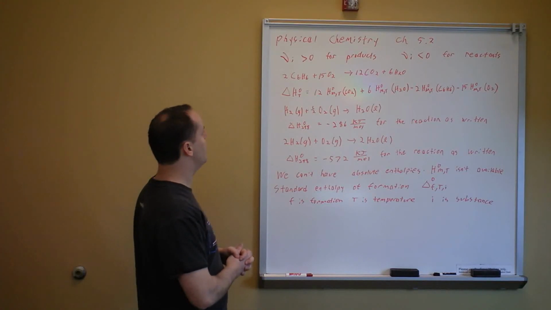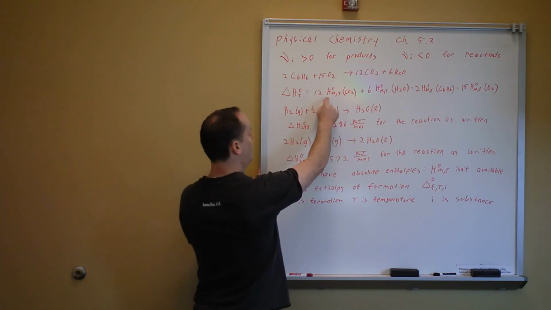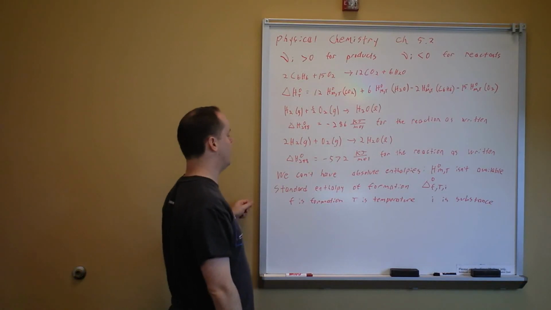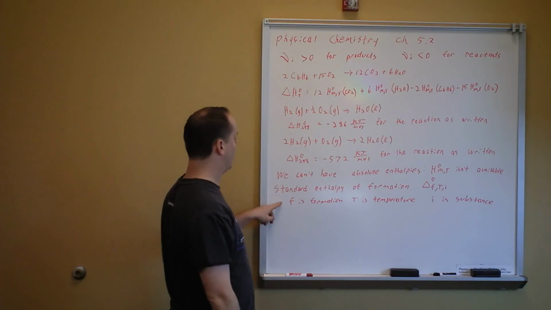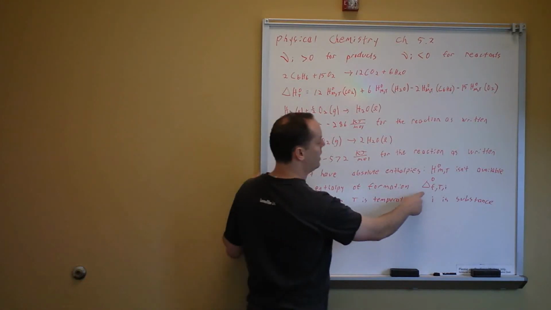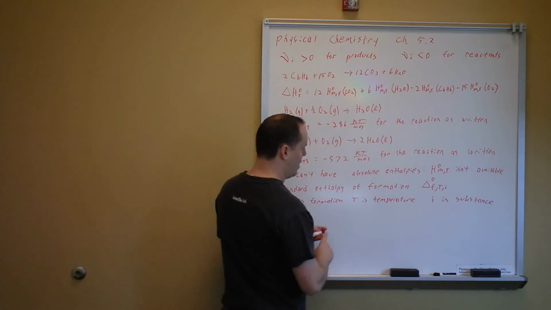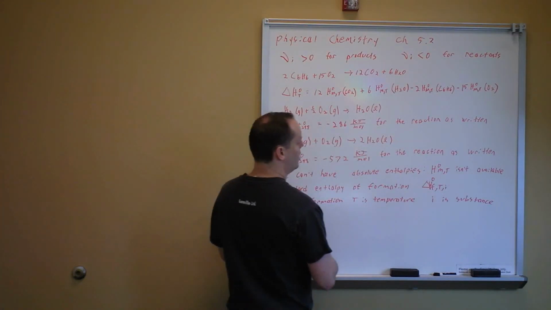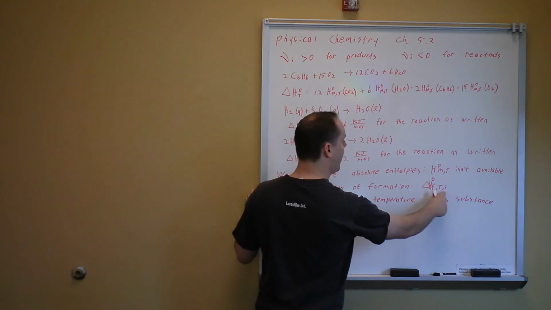Now, we don't actually have absolute enthalpies like written up here. Those absolute enthalpies simply are not available. So instead, what we're going to do is have a standard enthalpy of formation. So we're writing it like this. Delta H formation, T, I, or F, T, I, not.